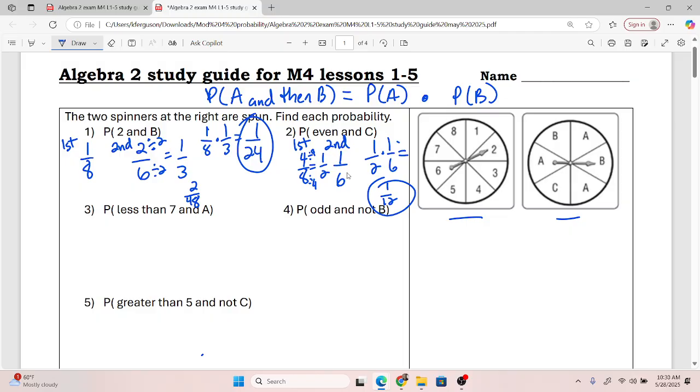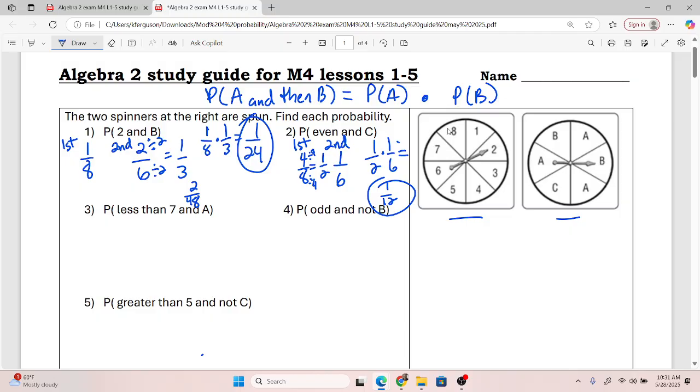And so that's that. So question: are these events independent or dependent? They're independent because the first spinner doesn't affect what happens on the second spinner. So my next probabilities. The first one, I want to get a number that's less than 7. And then on the second one, I want to get an A.